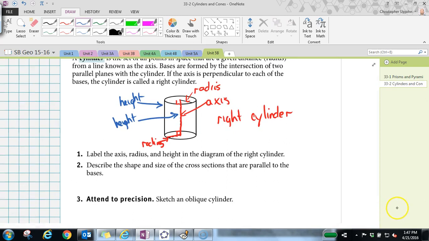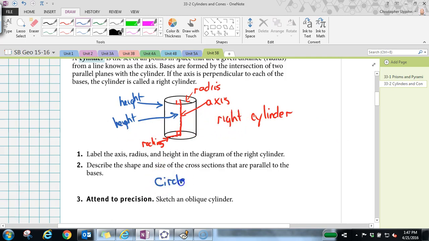Describe the shape and size of the cross sections that are parallel to the bases. So if we cut across parallel to our bases, then we have circles. So we cut straight across, and they are congruent to the bases.